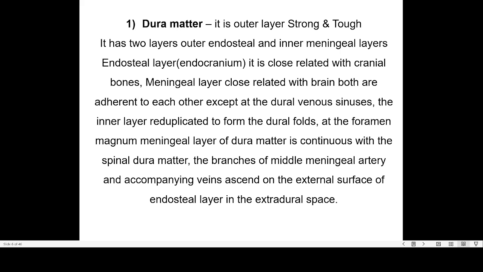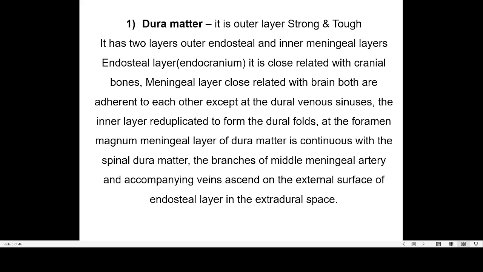So coming to the first layer, the dura mater, it is the outer layer. It is strong and tough, and usually covers the brain and spinal cord. So this dura mater has two layers: one is the outer endosteal layer and the inner meningeal layer.